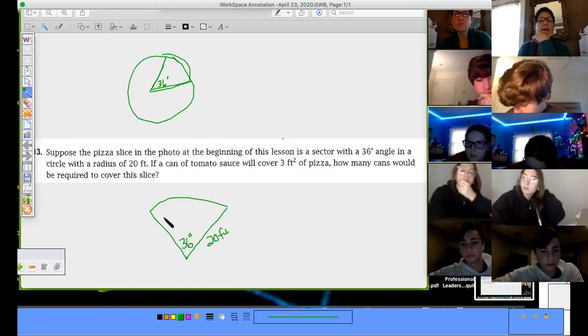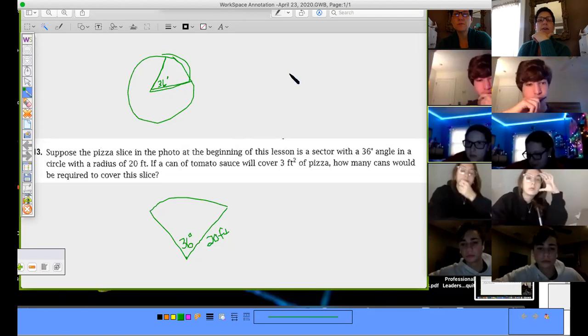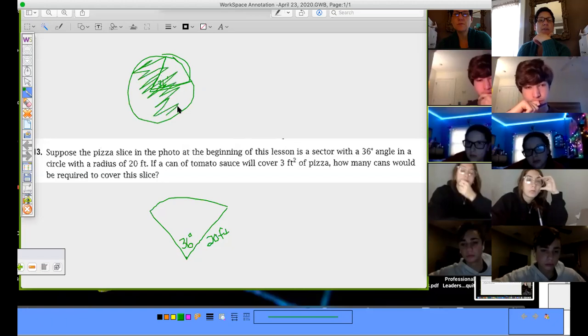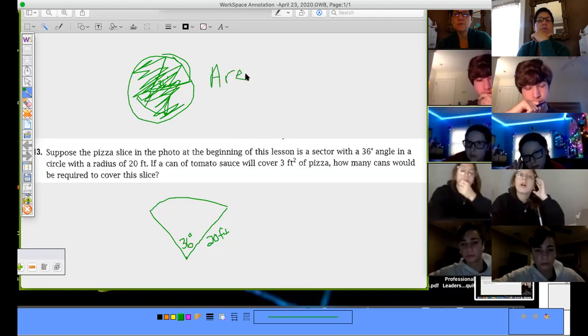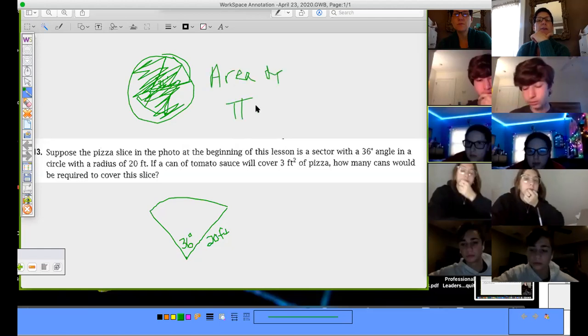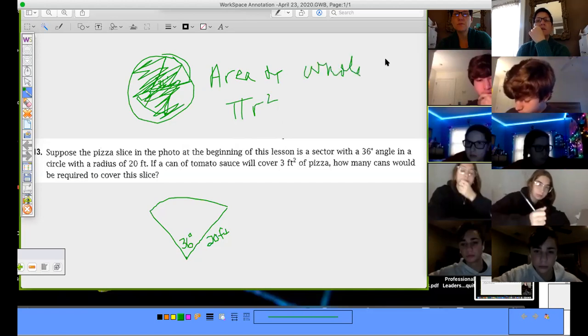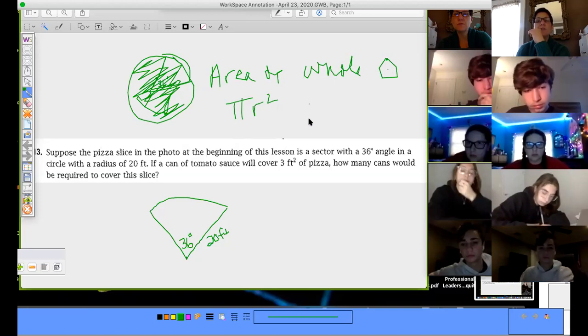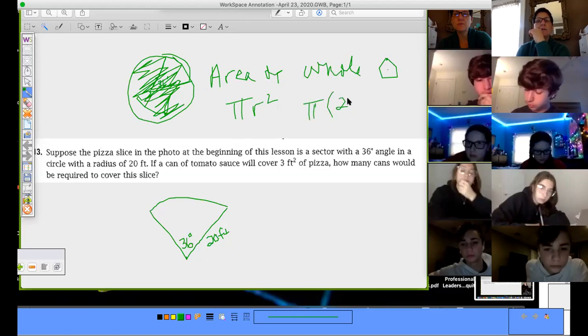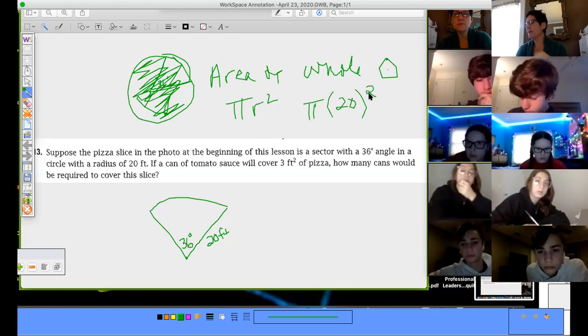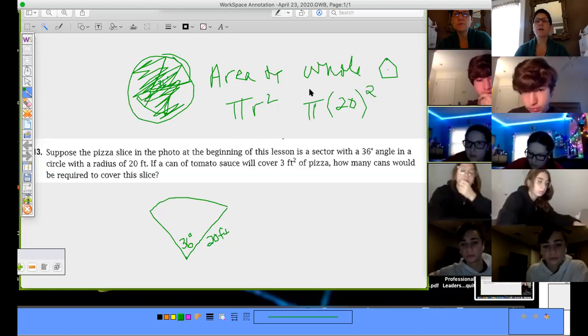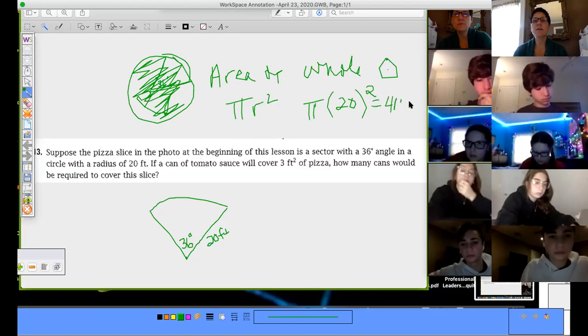Now, if I wanted to find the area of the whole pizza, let's say without even taking that slice out, how would I find the area of the entire pizza? What's the formula for the area of a circle? Pi r squared. Right, so it's going to be pi times the radius squared. You all have calculators, so the area of the whole circle is going to be pi times 20 squared. You're going to have to do 20 squared first, which is 400. So that's going to be 400 times pi.